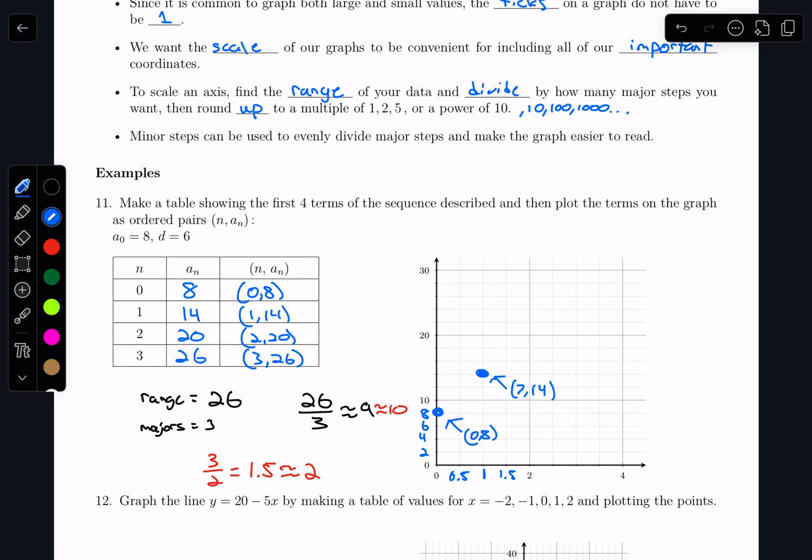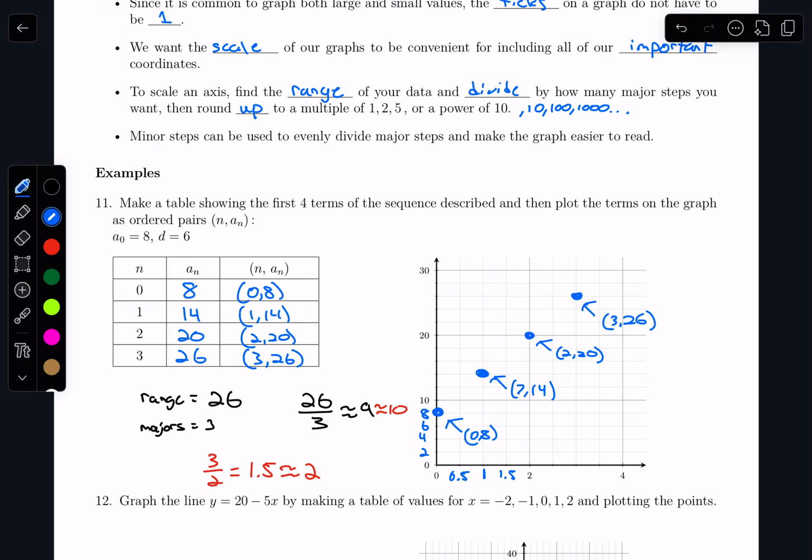Now (2, 20), both of those are labeled, so I can go directly to where the labels are for 2 and 20. Right 2, up 20, takes me to that spot. And then (3, 26), I have to go 2 boxes to the right because remember each box is worth 0.5, and then go up 3 more boxes because each box is worth 2. And so (3, 26) is right there on the graph.